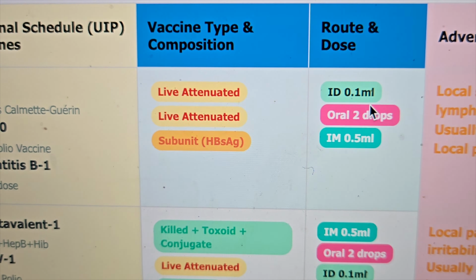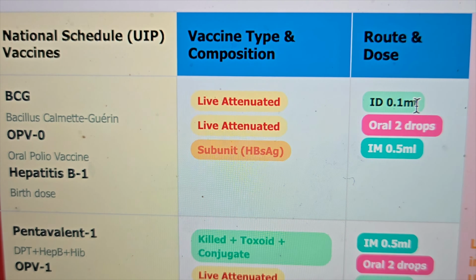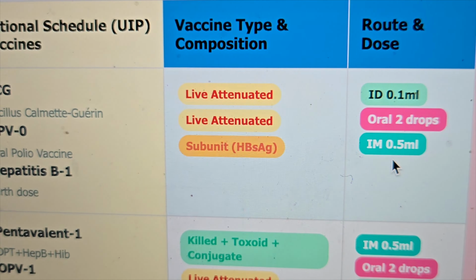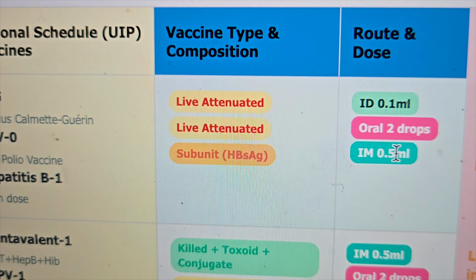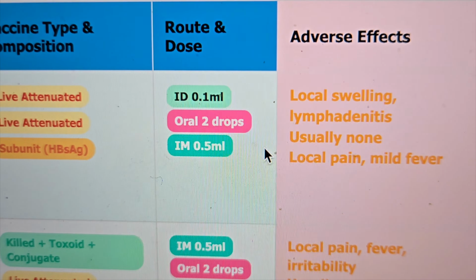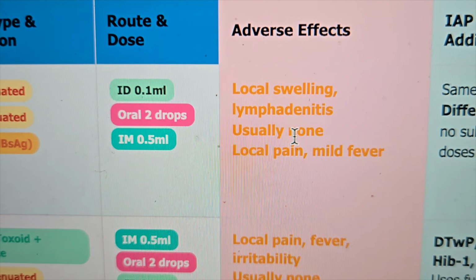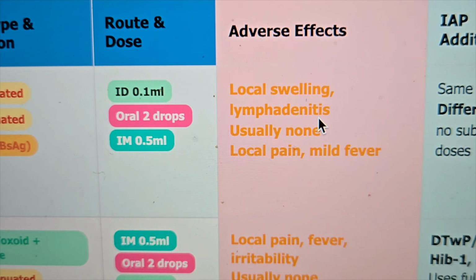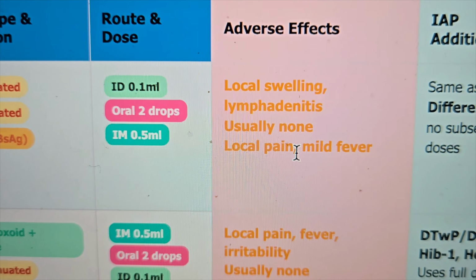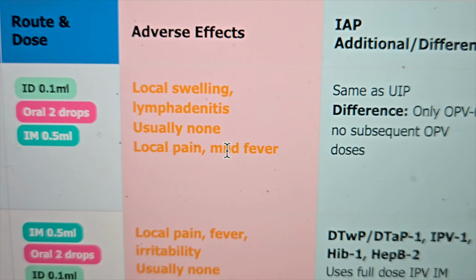What is the route of administration? BCG is given intradermally, 0.1 ml, whereas OPV is given orally, 2 drops, whereas hepatitis B1 is given intramuscularly, 0.5 ml. What are the adverse effects? When we give these 3 vaccines, there could be local swelling. Lymphadenitis is a common problem but rarely occurs. There will be local pain and mild fever.